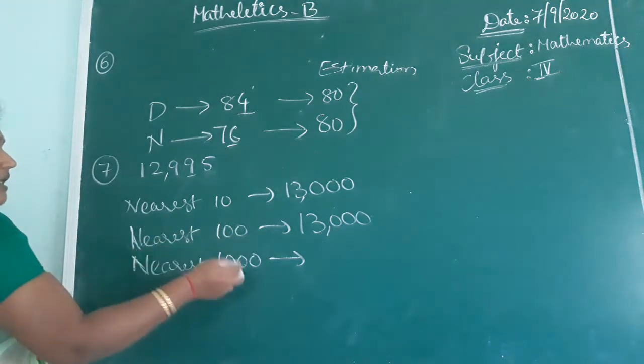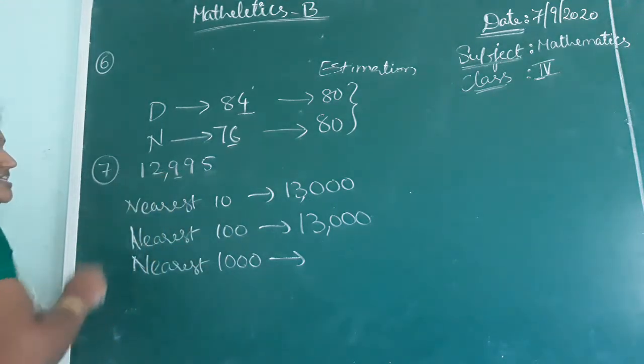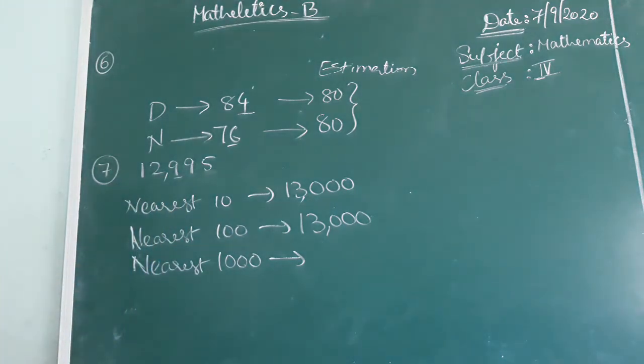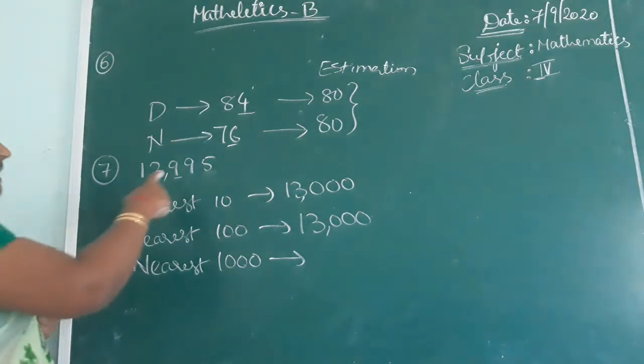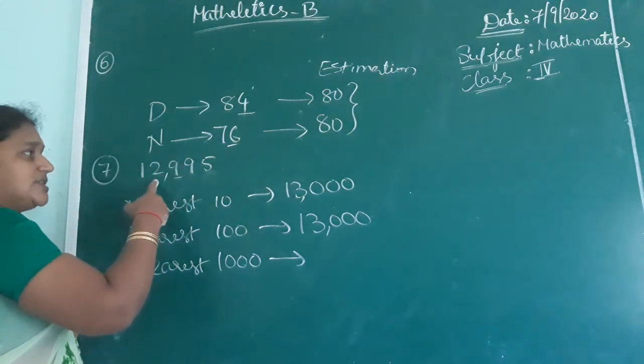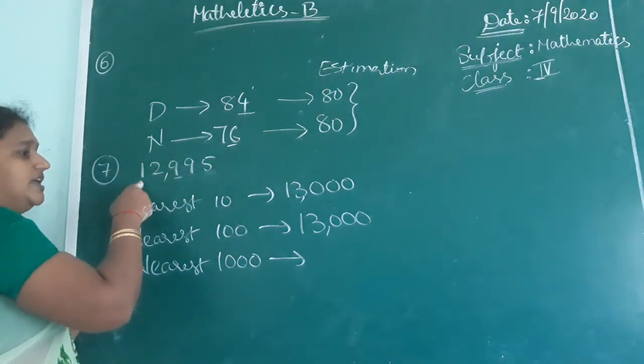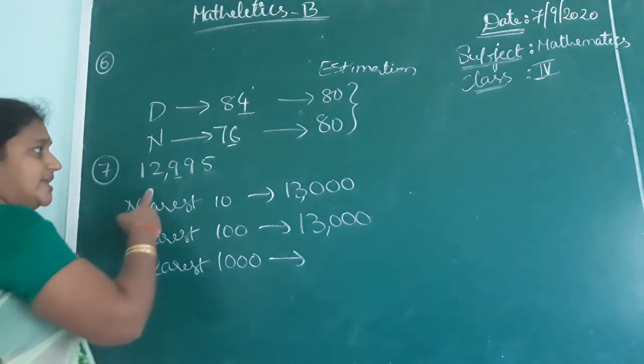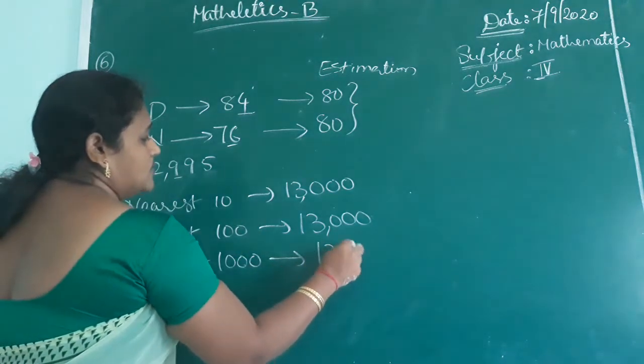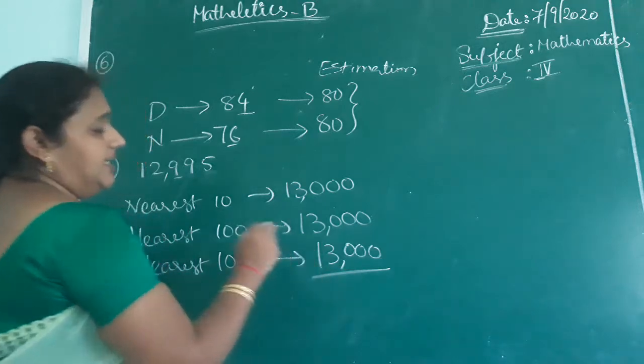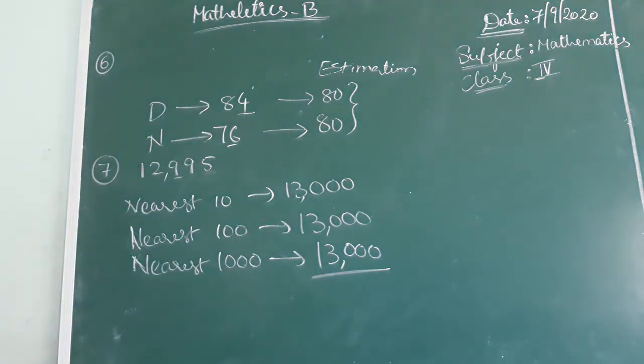Next, nearest 1000 means you have to choose the number which is at the hundreds place, 9. It is also more than 5, so it also rounded to the next 1000. After 12,000 comes 13,000. What is that? 13,000. If you round it to the nearest 10, 100 and 1000 for that number, you will get the same answer.